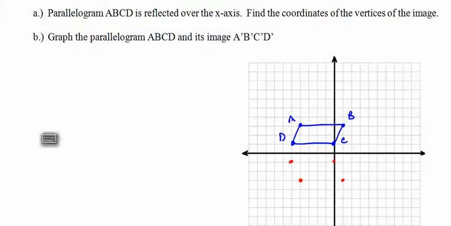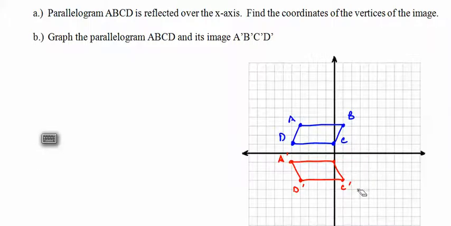So they want the coordinates. I'm going to draw it in, and I'm going to label it. The way we label it, when we do something to it, we put this little tick mark up above it and call it prime. So this is A prime, this is D prime, this is C prime, this is B prime.